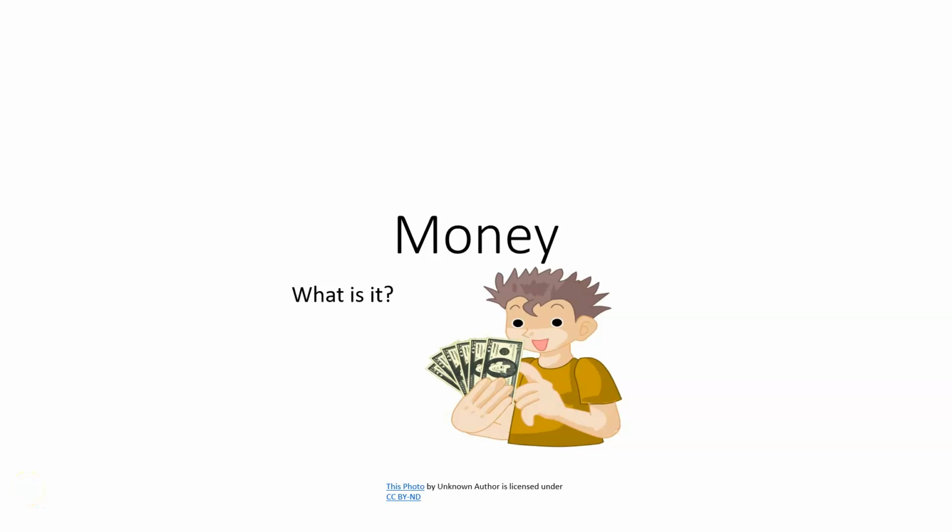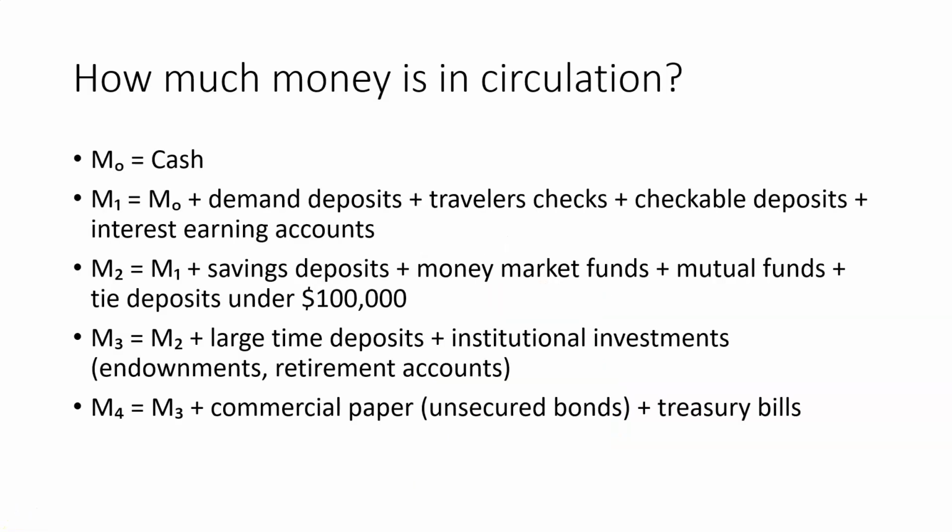Okay, in our last lecture, we looked at some of the history of money. Today, we need to look at money and how we use it today and how we measure it. The first thing we need to figure out is how much money is in circulation. And as you can see from the screen, there are several different ways of measuring the money supply.